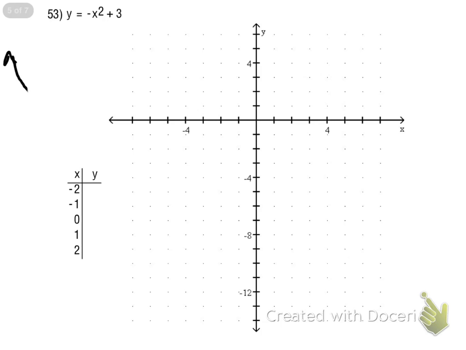Okay, this is a negative x squared graph. I'll give you a quick clue here. I think I mentioned to some people a negative x squared graph is going to look like this. But let's have a look. Ooh, whoop. Let's plot some points.